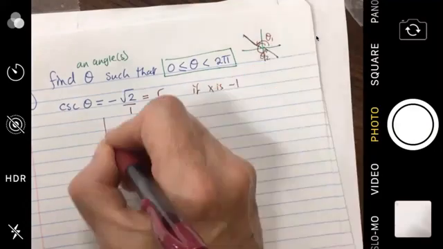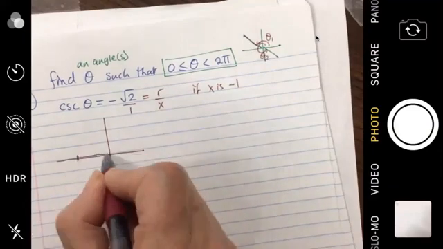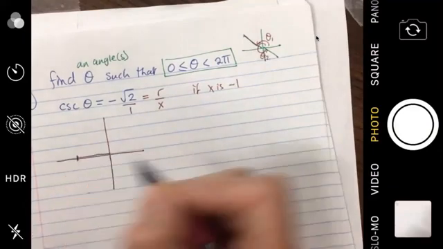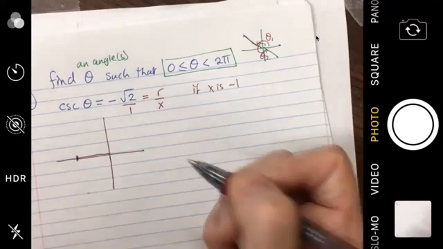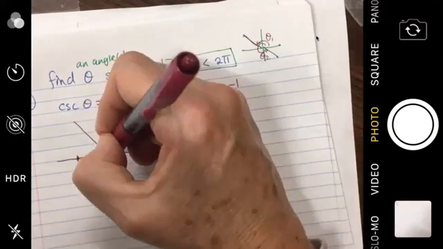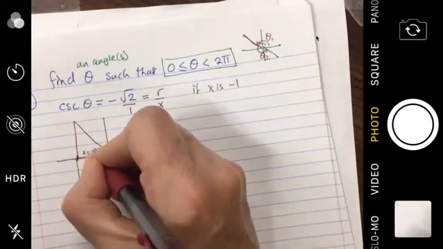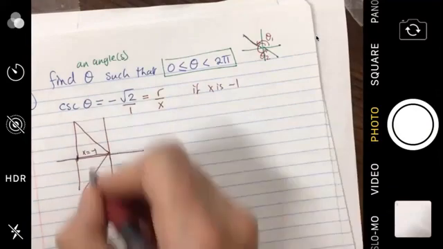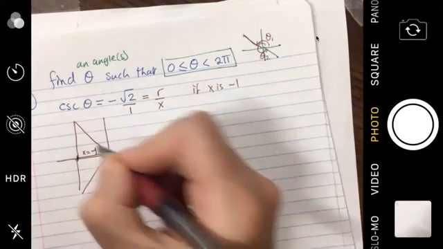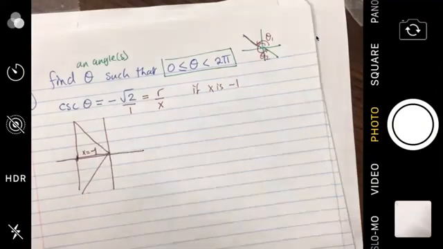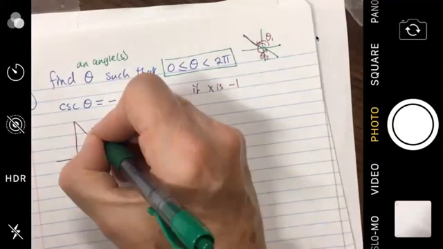X is -1. That's back here. And our r is not equal to 1, so it's not quadrantal, our r is bigger. So we would have two triangles we could possibly draw with that x value of -1. And we know that the r is the square root of 2. So we have to find the angles.